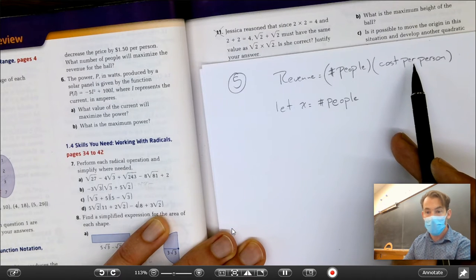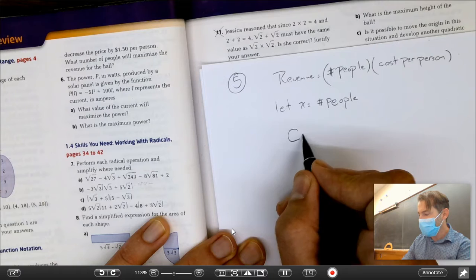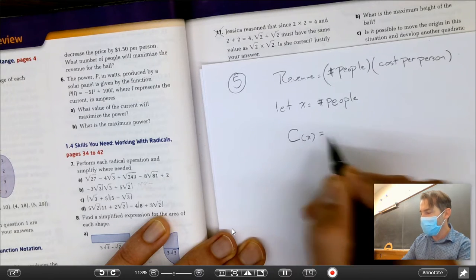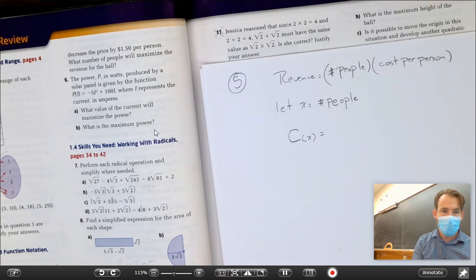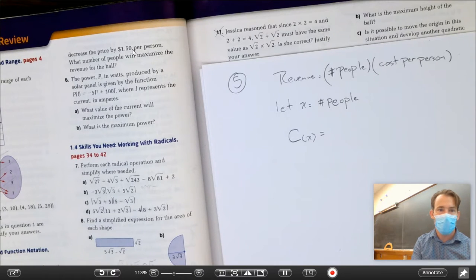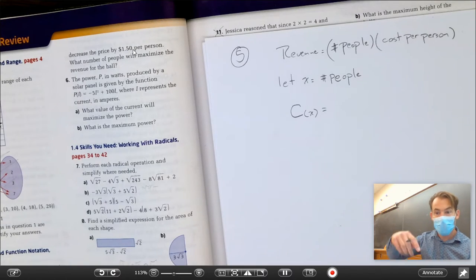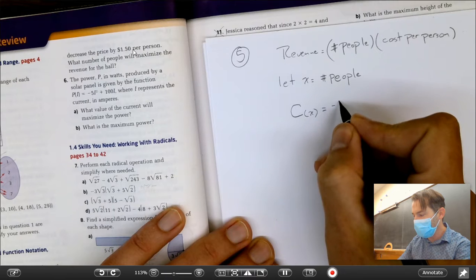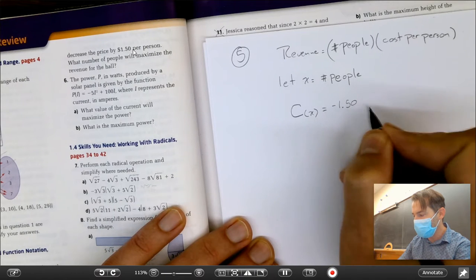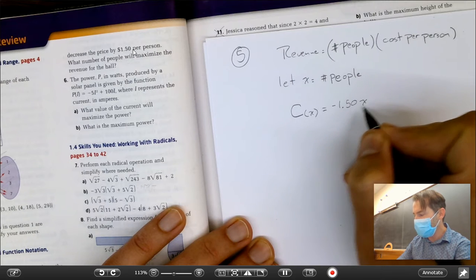multiplied by the cost per person. Now we want to know, like, well, okay, we could have the cost as a function of x, and that's going to be some linear relation. Okay, and the linear relation, they're going to decrease the price by $1.50 per person. So the cost is going down as the number of people goes up. So we know that, negative 1.50, that's a negative $1.50 multiplied by x.